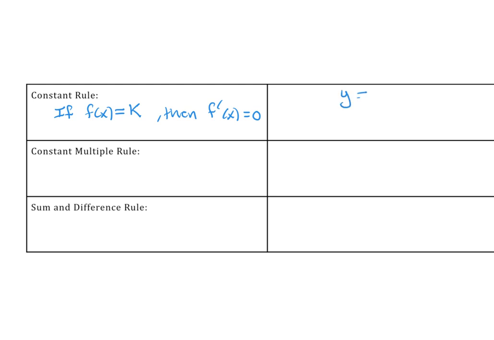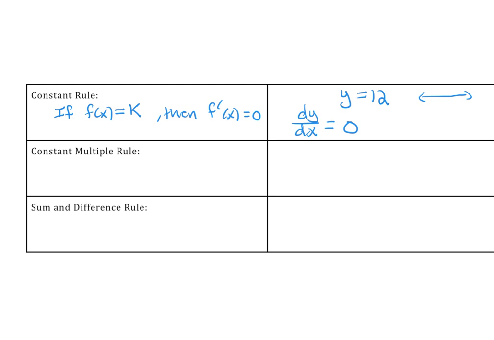Let's explain that a little bit more. If we have y equals 12, 12 is a constant. Let's think about what the graph of that looks like. That's just a horizontal line. What is the slope of a horizontal line? It's 0. So that means the derivative of a constant is 0.